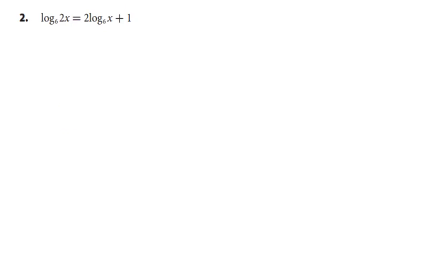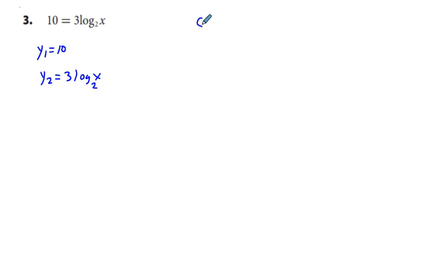Now let's go to problem 3. We have the equation 10 equals 3 log base 2 of x. So as we did in problem 1, we enter the left side as y1 equals 10, and the right side of the equation is y2 equals 3 log base 2 of x. Now what we're going to use is something called the change of base formula. I'm going to review what that is.